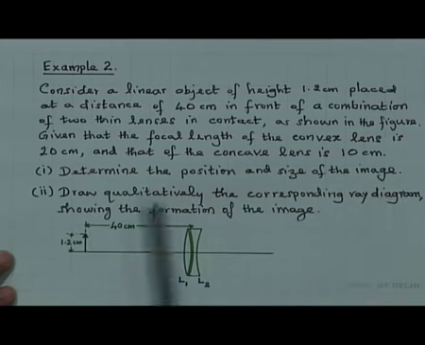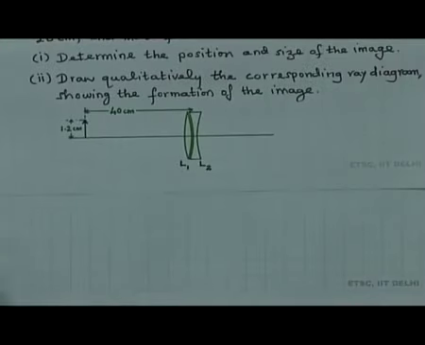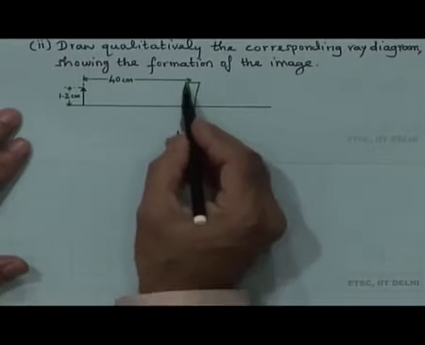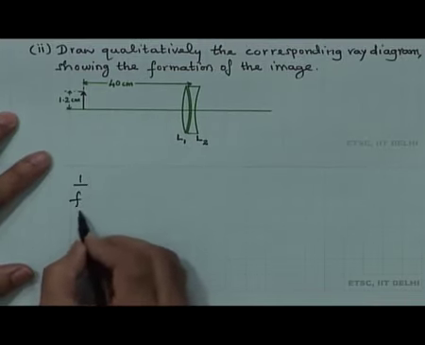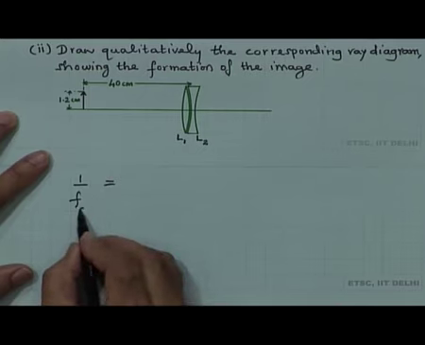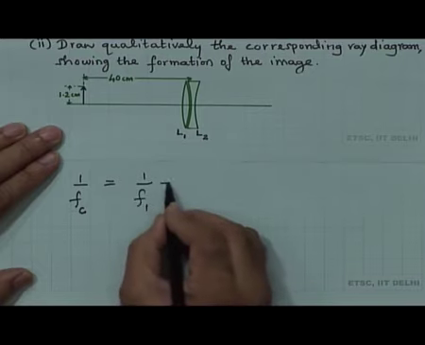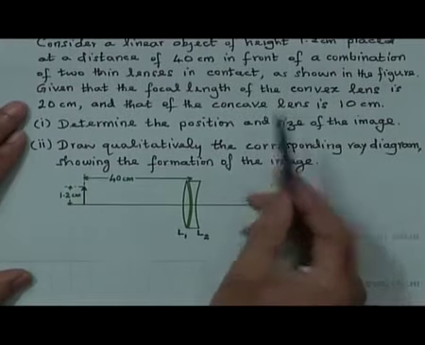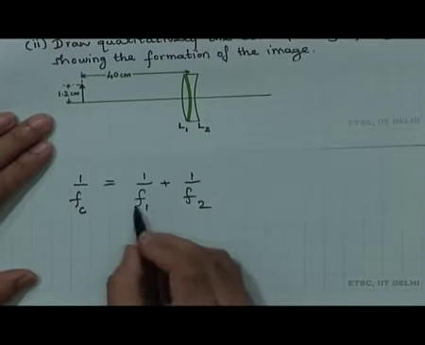To draw this, we have to know the position and size, that will help, and therefore, first let us determine the position and size of the image. So, how do we go about this? First, it is a combination, therefore, we have 1 over f of the combination, which I can write as 1 over fc is equal to 1 over f1 plus 1 over f2. Here f1 is 20 centimeter and the other one is 10 centimeter.